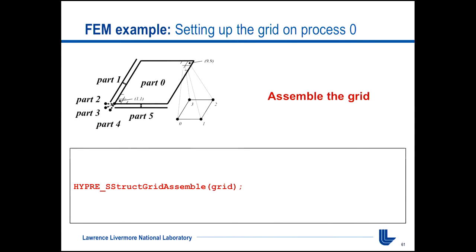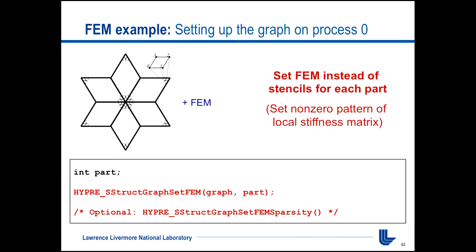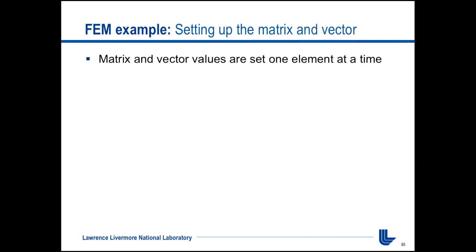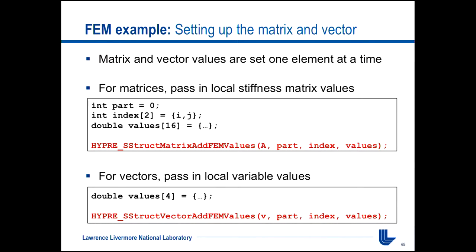So it's very similar to what I showed before. The graph, again, as before, you call create, and then you just have to make this call that says I'm doing finite elements, set FEM. You just make that call, assemble, and the graph is done. So the final piece is when you're actually setting the matrix values, you call this add FEM values call instead of set values.